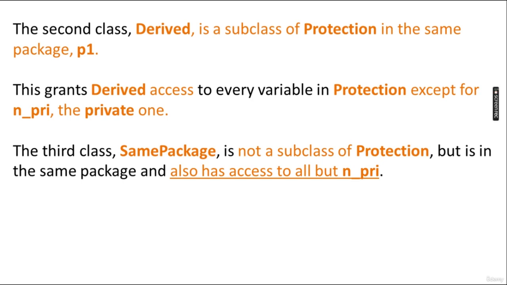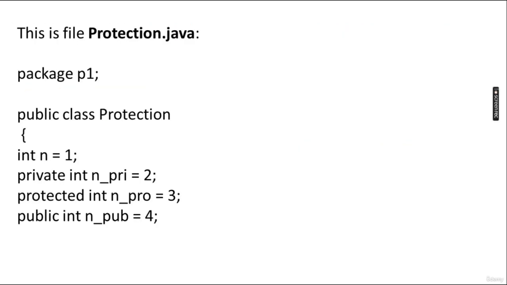The third class, same package, is not a subclass of protection but is in the same package, and it also has access, but n private is not accessible. It is a separate, independent class in the same package. It is not inheriting any other class. It is an independent class in the same package P1 and also has access to all variables, but not n private.